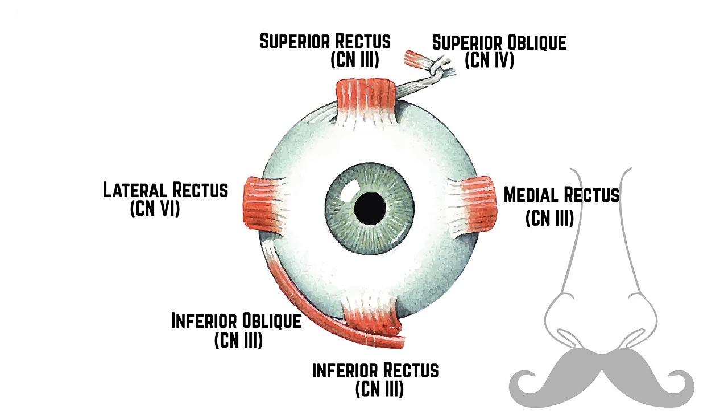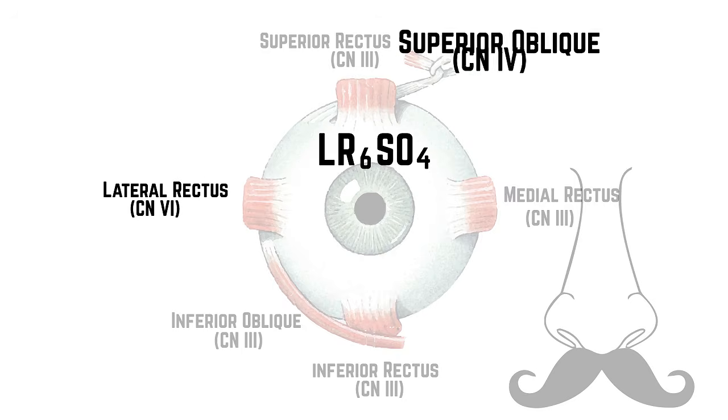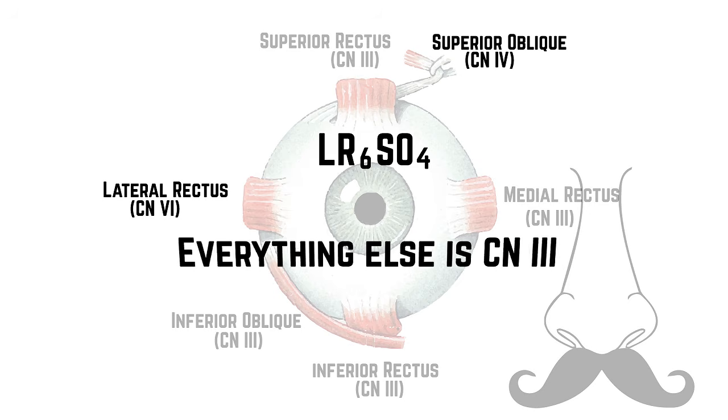You can just remember this list, or the way I was taught to remember this was by learning the nerves and muscles in a chemical formula. The formula I learned was LR6SO4, meaning the lateral rectus muscle is innervated by cranial nerve 6, and the superior oblique muscle is innervated by cranial nerve 4. If you remember these two, then all you need to remember is that all the other extraocular muscles of the eye are innervated by cranial nerve 3.